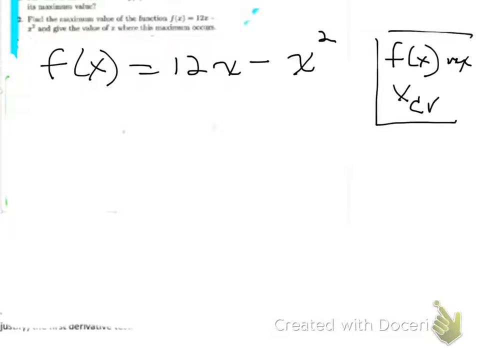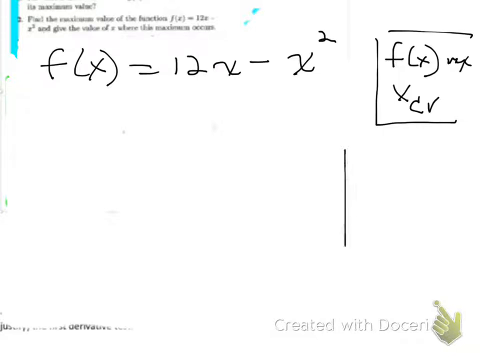Question number 2 says, find the maximum value of the function f of x. So let me start writing this down. f of x equals 12x minus x squared, again a downward facing parabola, and give the value of x where the maximum occurs. So I need to find out, first off, what f(x) max is, and then I also need to know the xCV. So this is my goal. I have to give 2 different answers.